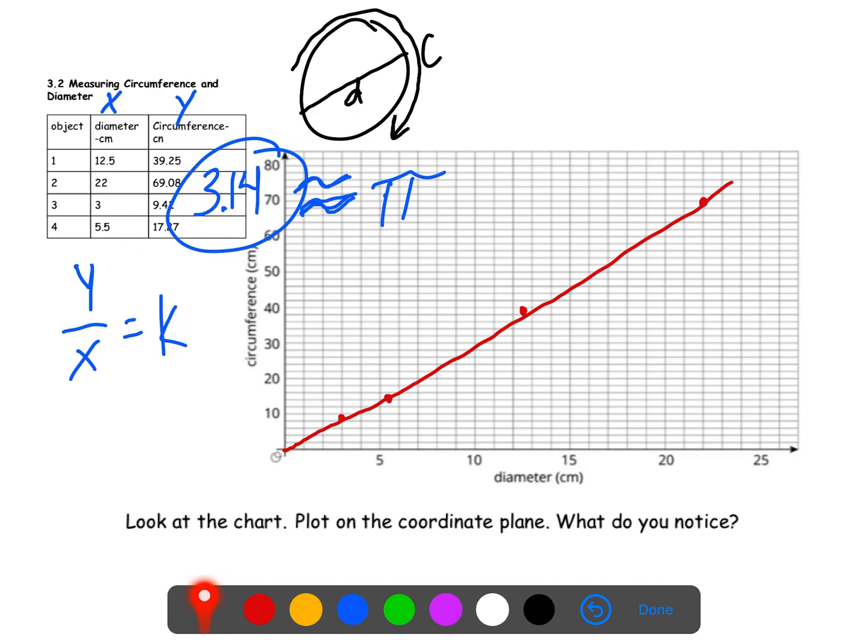So we actually have a proportional relationship, and this will work with any circle. You can go home and try it. So find a circular object, measure the diameter, measure the circumference of that circle, and I guarantee you the circumference of that circle is going to be about 3.14 times bigger than the diameter. It works always. It's really cool. So that is a proportional relationship.